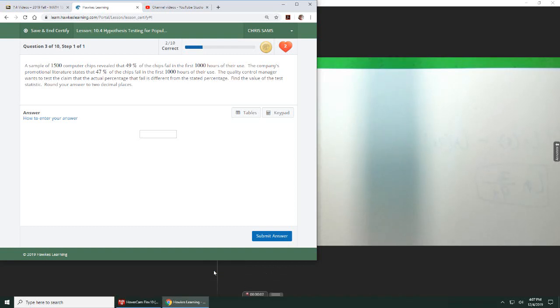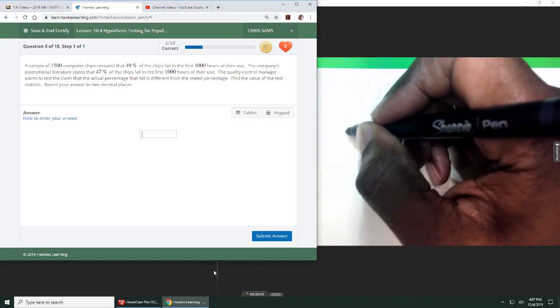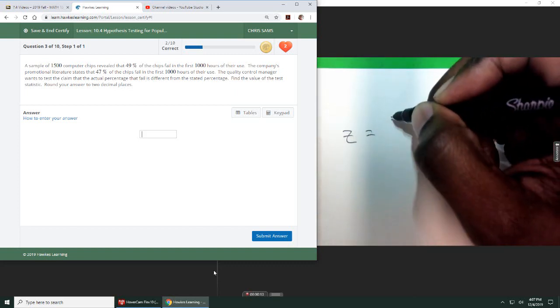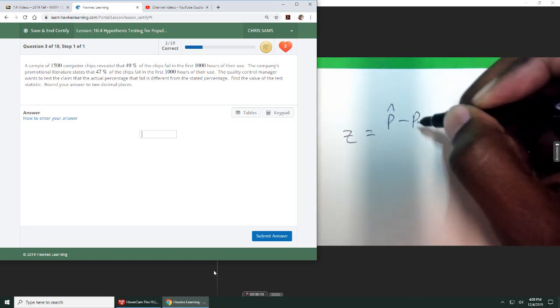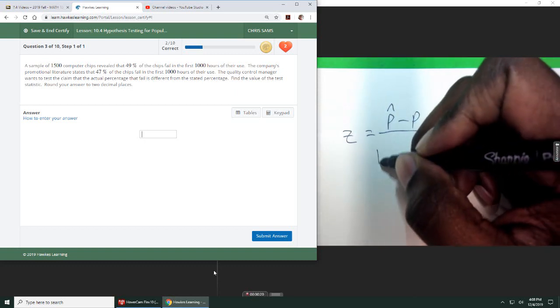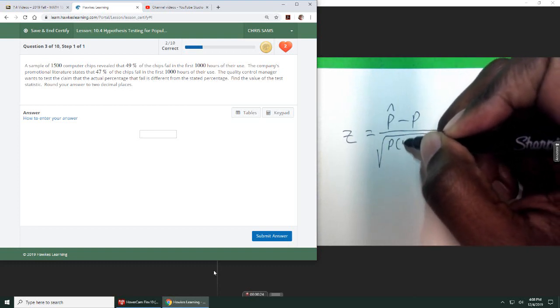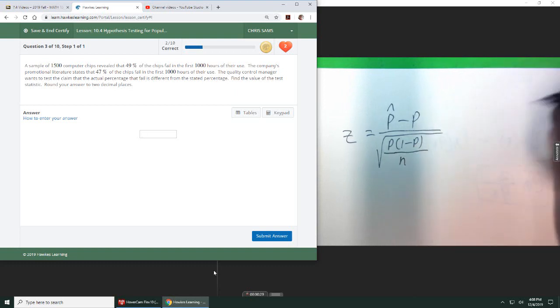All right, number 3, we want to find the value of the test statistic. Since we're using a proportion, this is the z-value that we're going to use. The formula for the z-value is p hat, the sample proportion, minus the true proportion, divided by the square root of the true proportion times 1 minus that value, over the sample size, n. This is what we're going to use to find that test statistic.